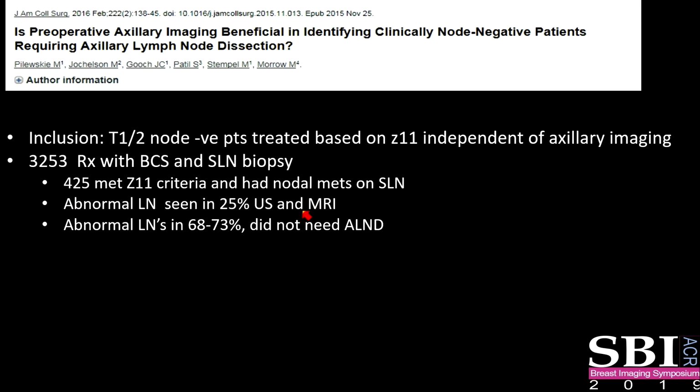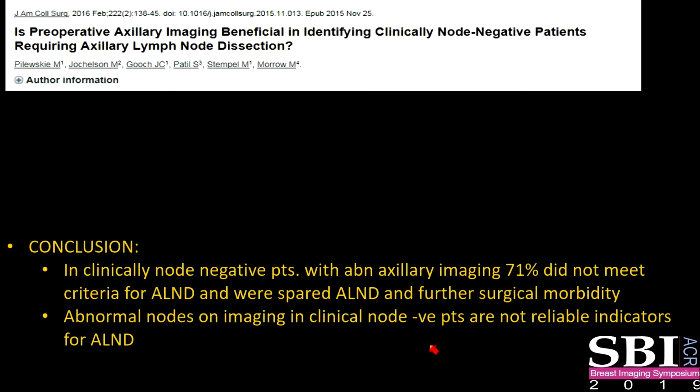They found that about a quarter of the patients had an abnormal lymph node, either on ultrasound or MRI. And out of those, about 68 to 70% of patients did not need axillary lymph node dissection. So they concluded that in clinically node-negative patients with abnormal axillary imaging, almost 3/4 of the patients did not meet the criteria for axillary lymph node dissection and could be spared the surgical morbidity of an axillary lymph node dissection.